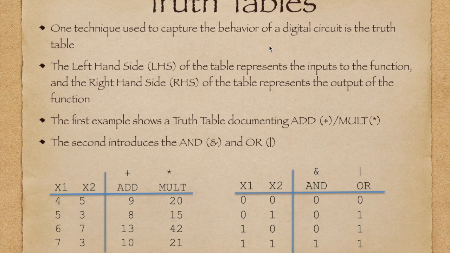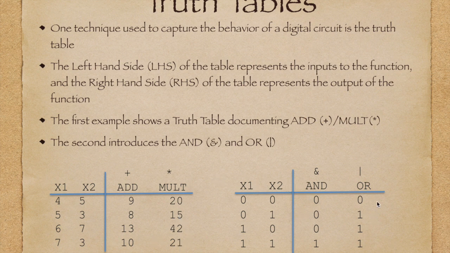How do we define the behavior of our gates? We use truth tables. And the truth table nomenclature is used a lot in our world. Down below, what we see are a couple familiar operations, be it an add or a multiply. On the left-hand side are the inputs. Then on the right-hand side would be the output of the operation. So if I'm adding them, of course, it's a 9 or an 8 or a 13 or a 10. If I'm multiplying, then it's 20, 15, 42, 21.